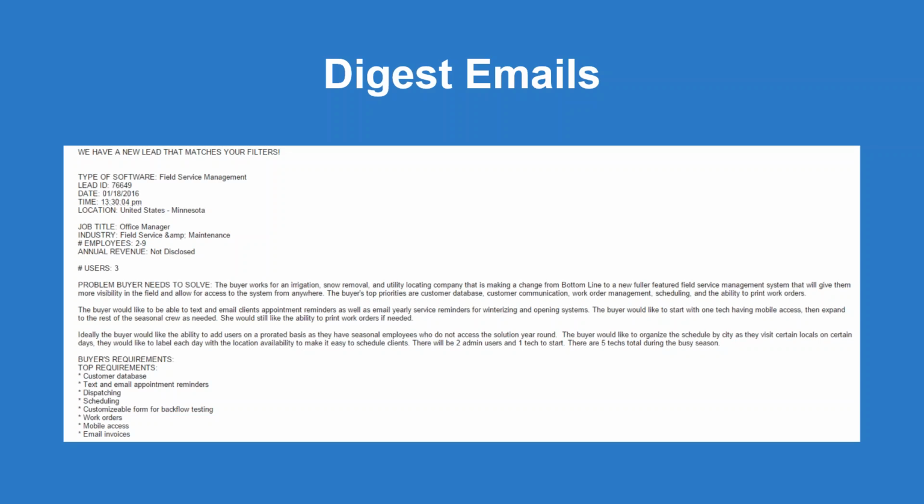Next, you'll see the buyer's job title, the type of industry, number of employees, and annual revenue, followed by the number of users that plan on using the software. The problem the buyer needs to solve is going to be a brief synopsis of what the buyer is looking for specifically, and that's going to be followed by buyer's requirements. So we generally list the very most important requirements first, and your product will need to meet those requirements in order for you to be a good fit for the lead.